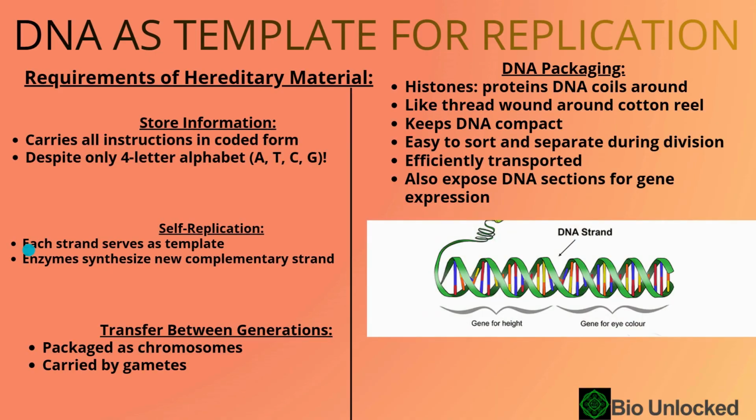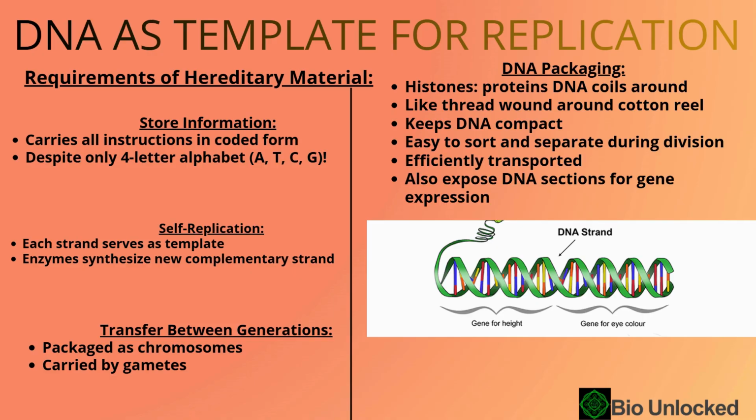Now, Watson and Crick's model showed all requirements of hereditary material. First, DNA can carry in coded form all instructions for cell formation and functioning, despite having an alphabet of only 4 bases. Second, DNA structure allows its own replication. To copy DNA, each strand can serve as a template for enzymes to synthesize a new complementary strand. Third, DNA can be transferred from one generation to the next, packaged as chromosomes and carried by gametes. Proteins associated with DNA in chromosomes keep DNA neatly packaged.